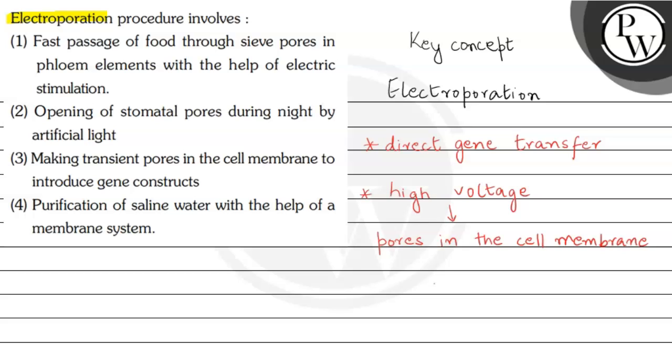So the pores which are formed in the cell membrane will now allow the entry of DNA into the cytoplasm of the target cell. So in this way, we can ensure the entry of the nucleic acid or the gene of interest into the host or the target cell.